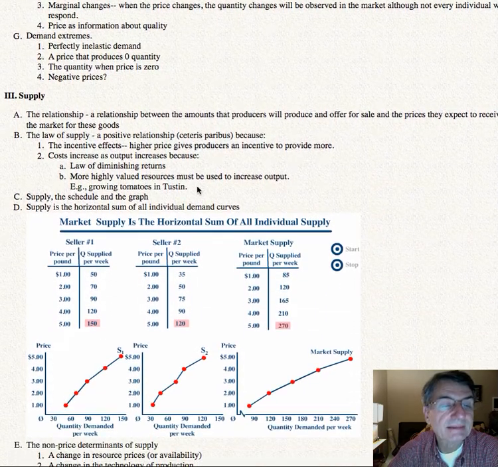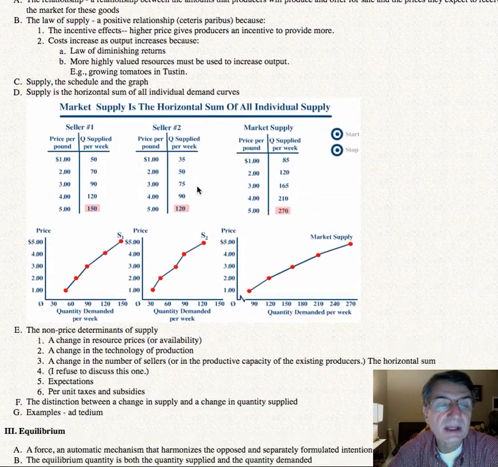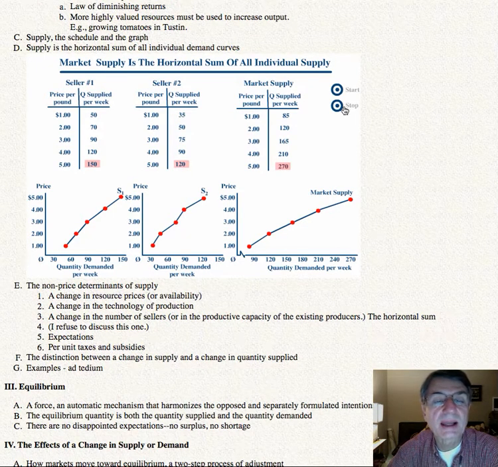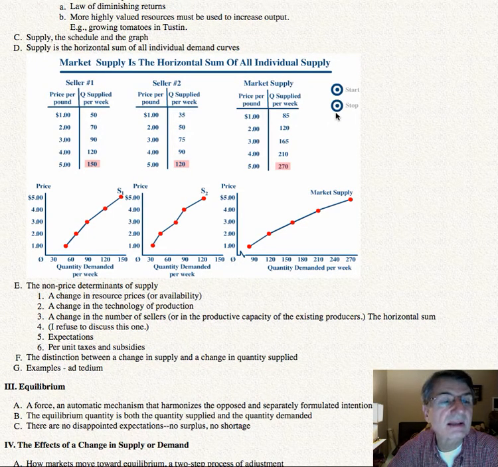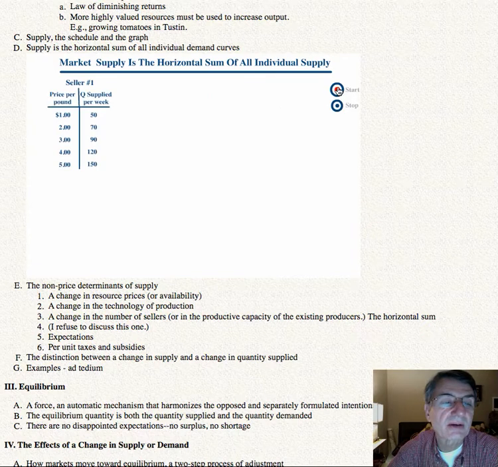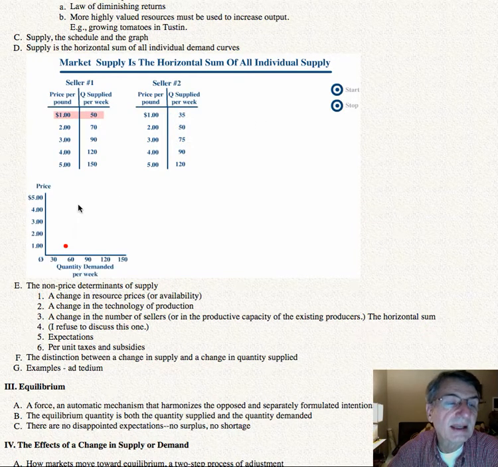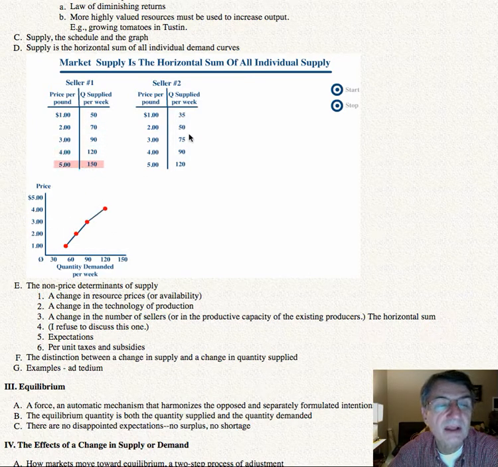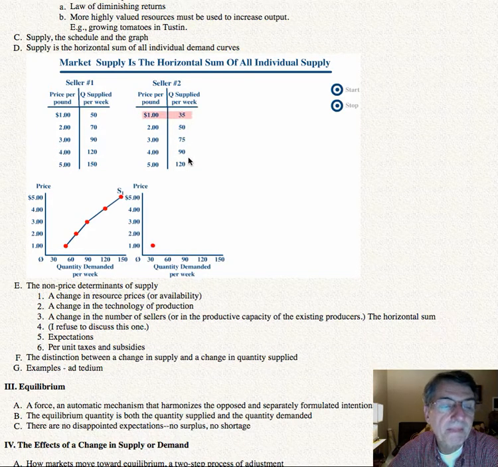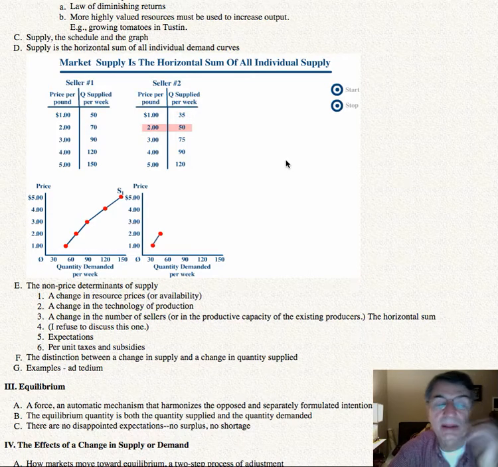There's supply, and once again, market supply is the horizontal sum of all individual supply curves. So we have seller 1, seller 2, seller 3, and then we plot all of their supply curves. So this is just plotting their supply relationships. Seller number 2. I should speed this up a little bit.